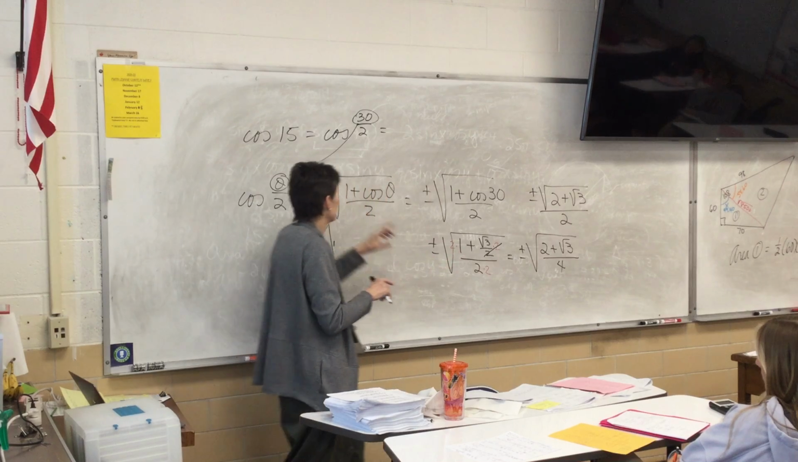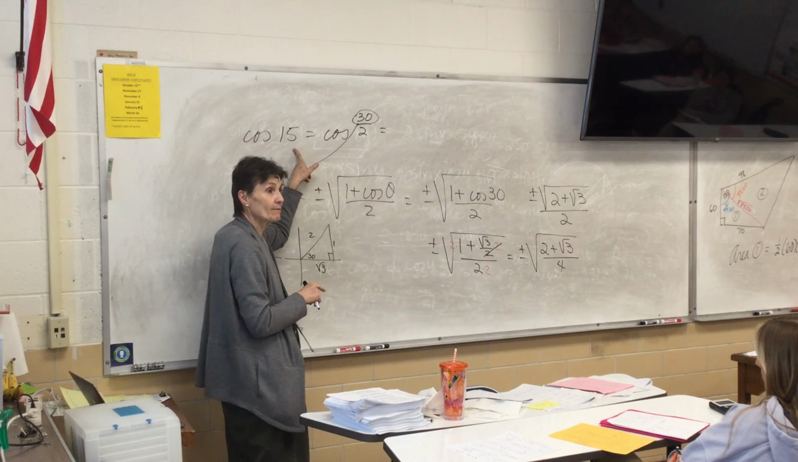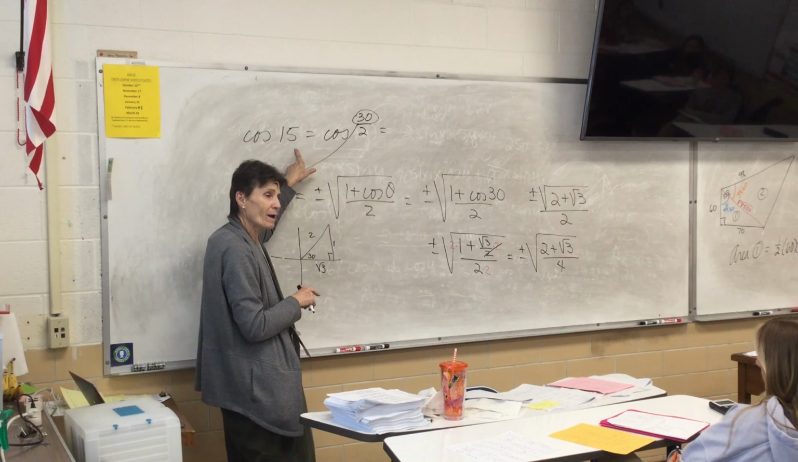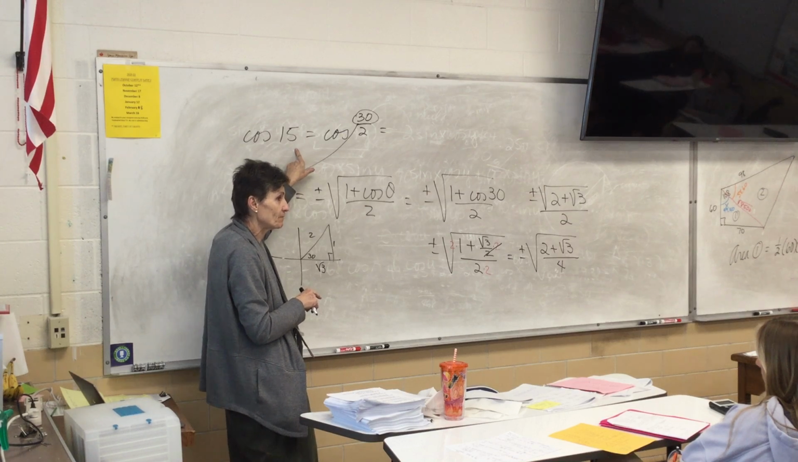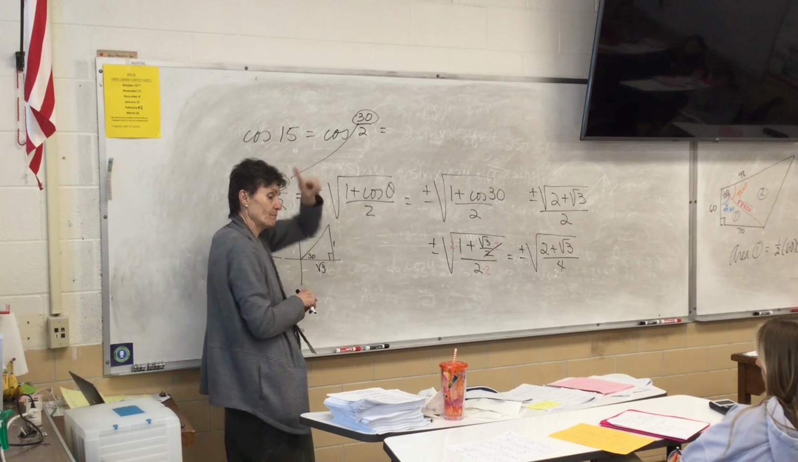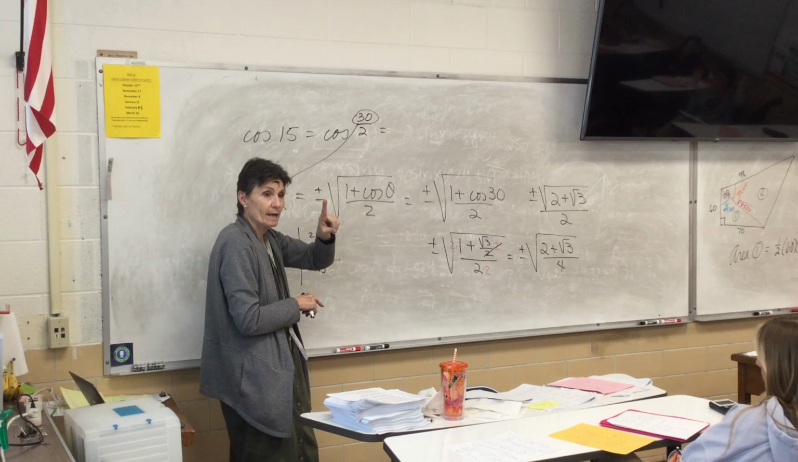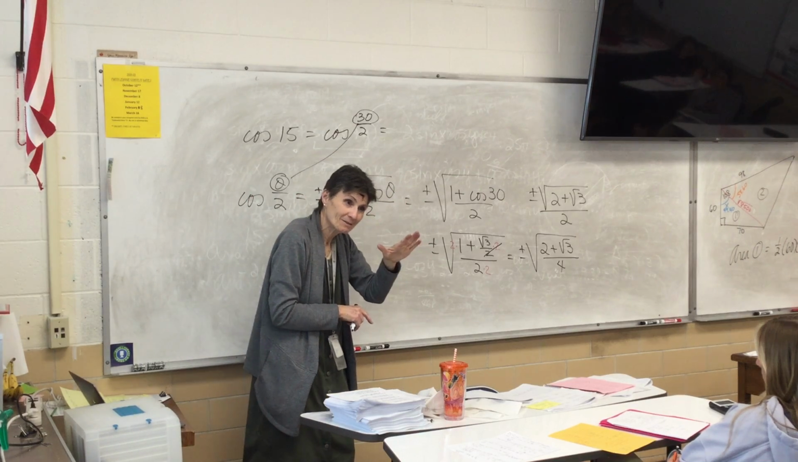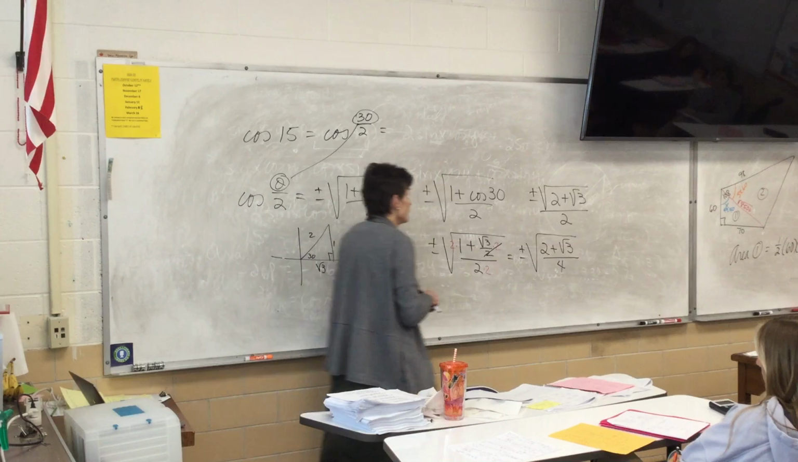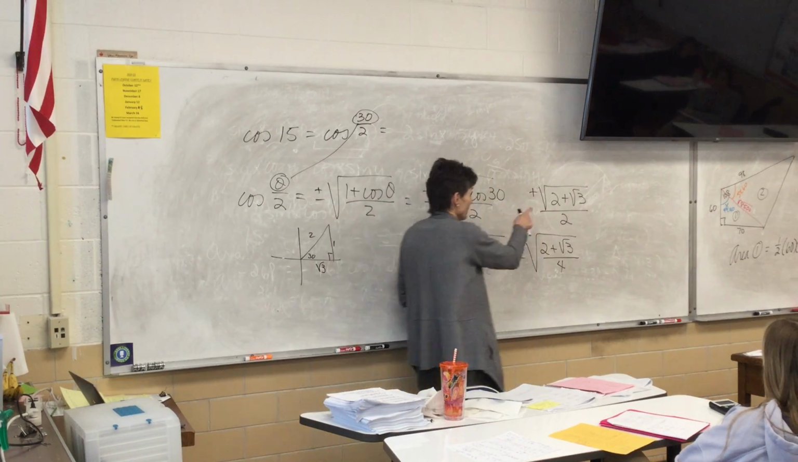This is easy. You're finding the cosine of 15. Where is 15? If I said draw 15 degrees, where would you draw it? In quadrant 1. And everything is positive in quadrant 1. So we want the positive root. And there's your answer.